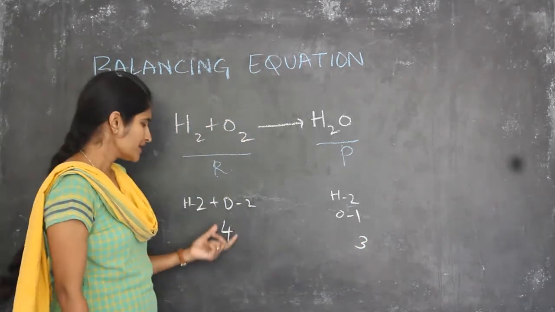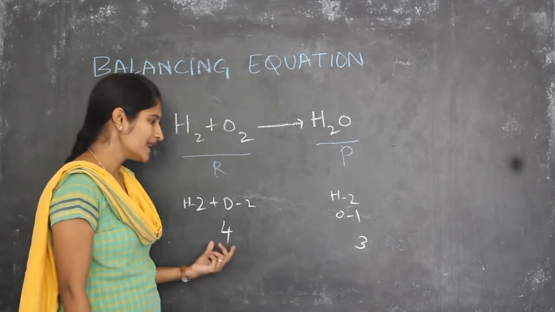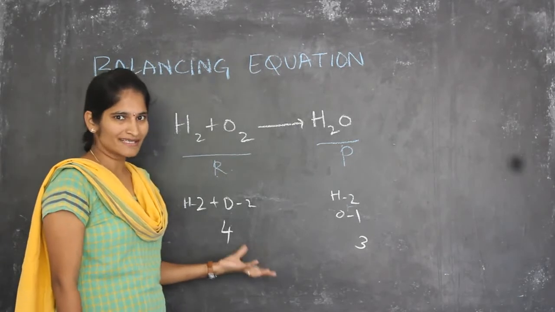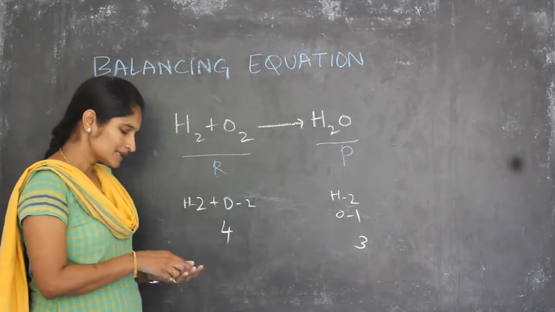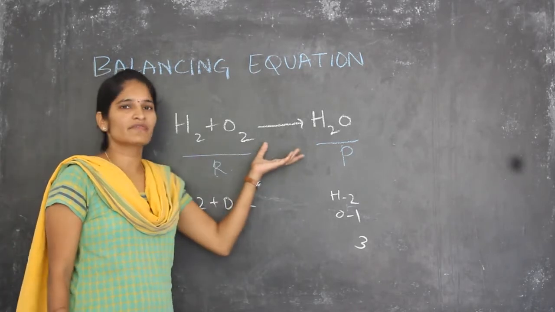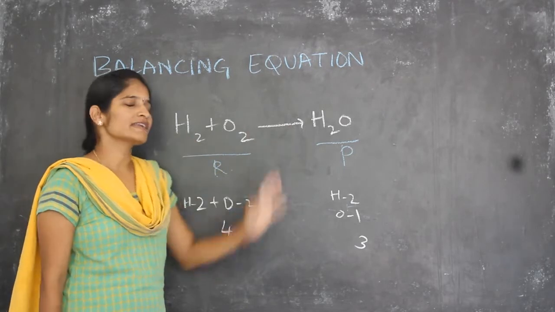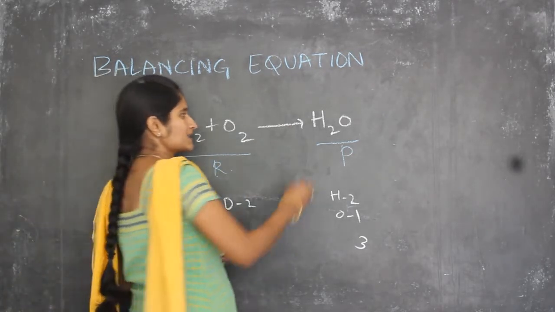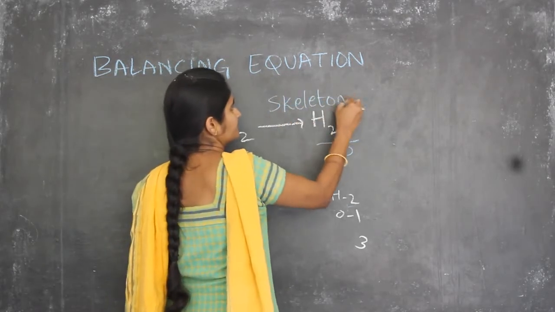Is it clear? So here the number of atoms on the product side and the number of atoms on the reactant side, are they the same? No. So this is an unbalanced chemical equation. That means the equation we get without balancing, the equation written in an unbalanced manner, is called a skeleton equation.